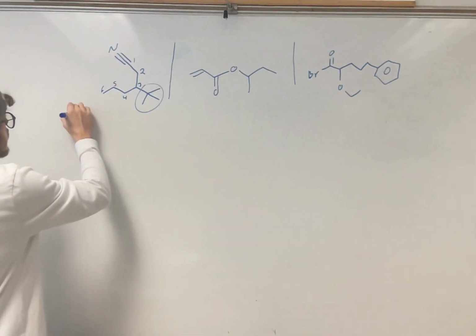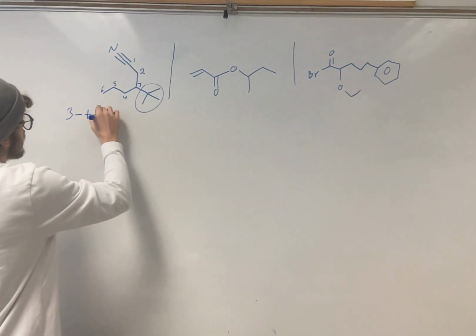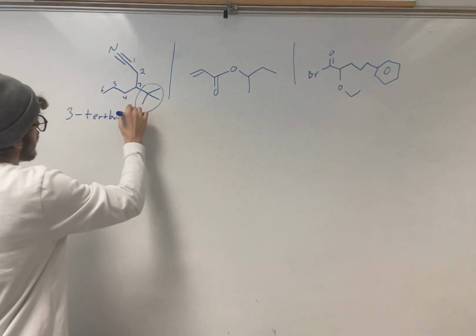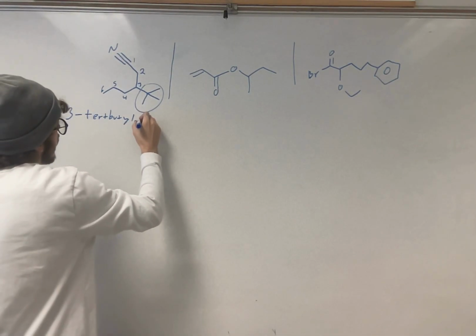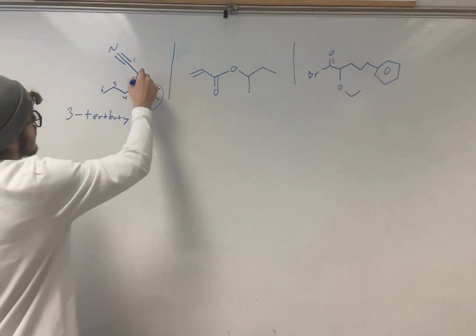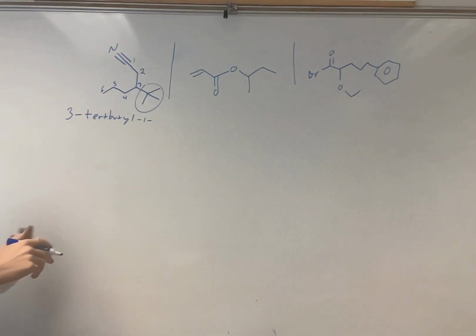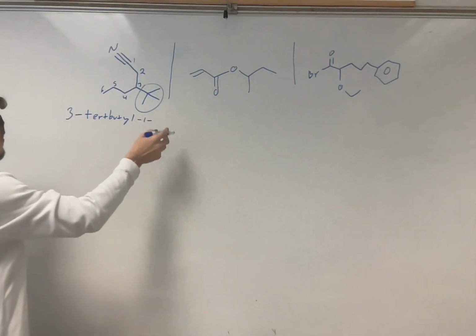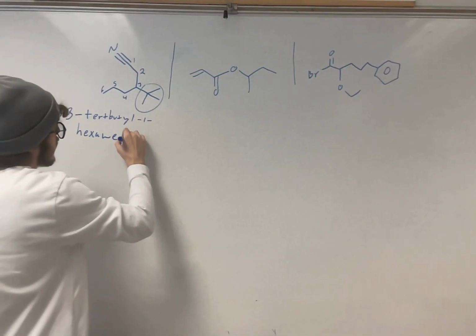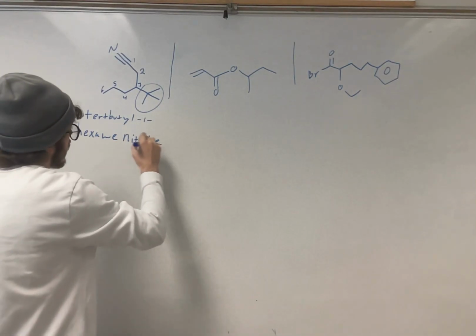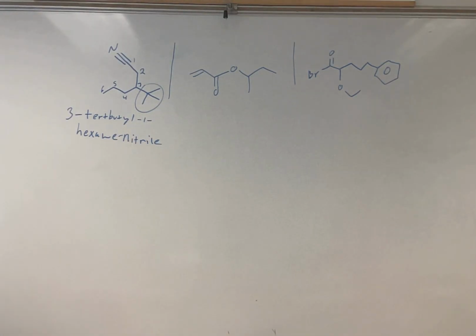So we're going to call this 3 tert butyl, and then we have a nitrile in the 1 position, so we'll say 1, and this is a 6-membered ring, or sorry, not a 6-membered ring, a 6 carbon chain, so we're going to call this 1 hexane nitrile. Hexane nitrile. So it's 3 tert butyl, 1 hexane nitrile. Okay, moving on to the next one here.